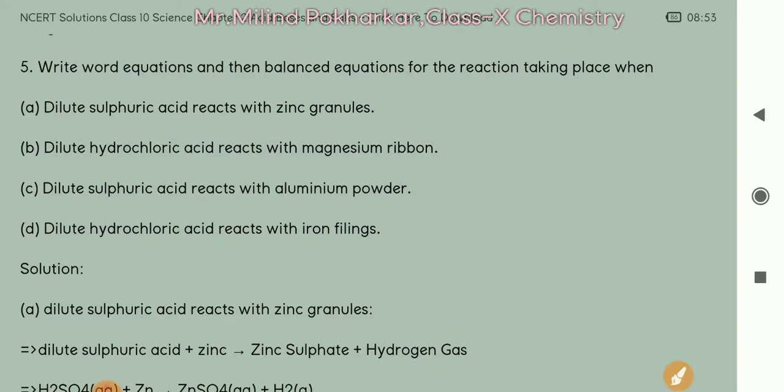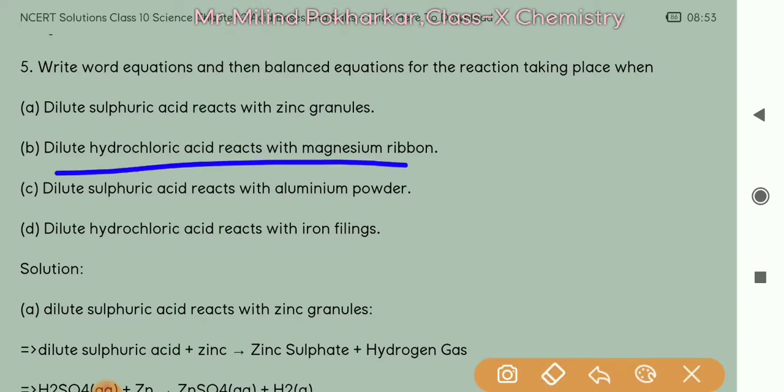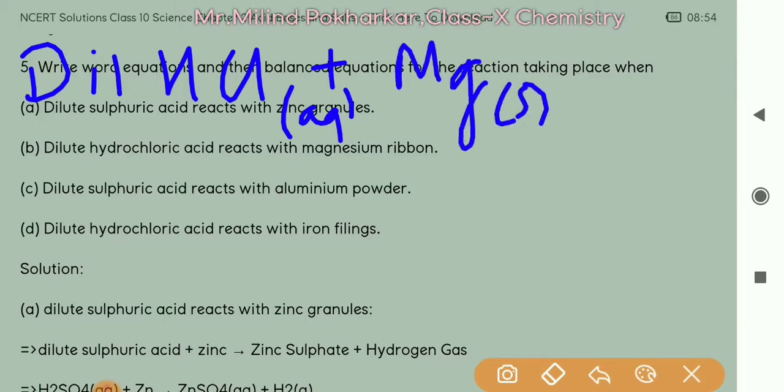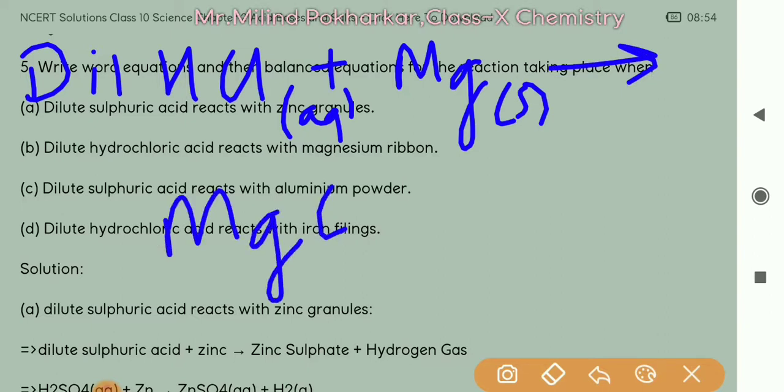Now see, the second question is: dilute hydrochloric acid reacts with magnesium ribbon. Dilute hydrochloric acid is HCl, that is aqueous, and you can write the physical state also, plus magnesium ribbon, which is Mg solid. So here the products are MgCl2 plus hydrogen gas.